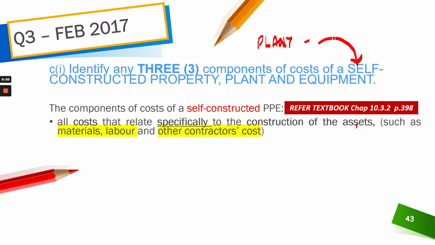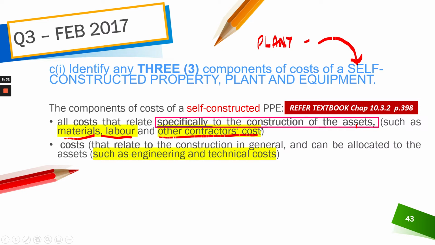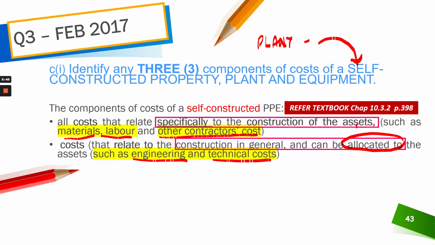So whatever cost that relates specifically to the construction of the assets, such as direct material, direct labor, and other contractor costs. What are the costs that you pay to the contractor that was assigned to construct your plant? So recall what were just given for the case of Jengke Indah. We were going to apply that. The next one, so it is specifically related to the construction. The second one is costs that relate to the construction in general, and that a cost can be allocated. You can go and allocate to the assets, such as engineering costs and technical costs.